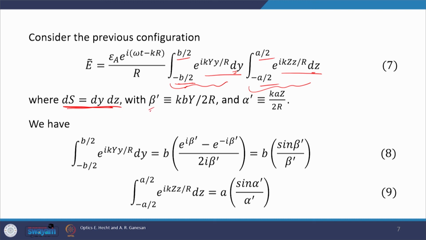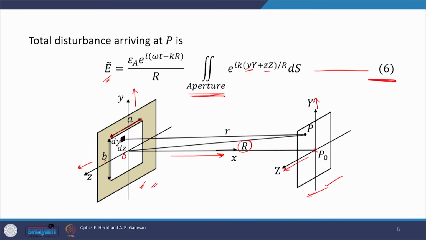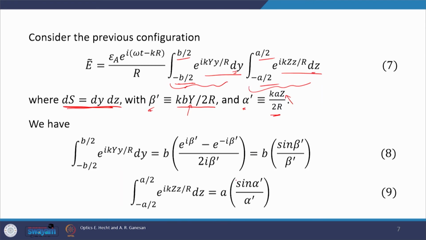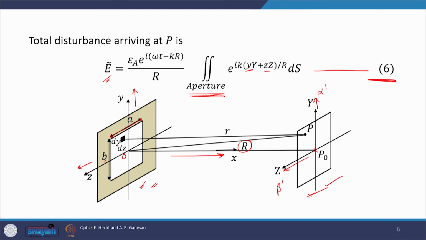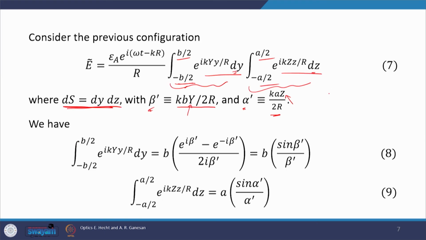Now, we introduce two new parameters, beta prime and alpha prime. Beta prime is given by k b capital Y by 2r, while alpha prime is given by k a capital Z by 2r. Make it a point that beta prime is along the capital Y direction in the screen plane, and alpha prime is in the capital Z direction in the screen plane. What I mean to say is that alpha prime is pointing here and beta prime is pointing here along z. Sorry, alpha prime is along z. Let me correct myself. Alpha prime is here and beta prime is here. Beta prime is along y.